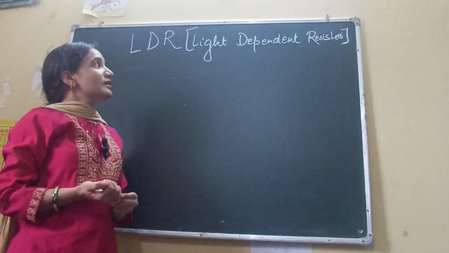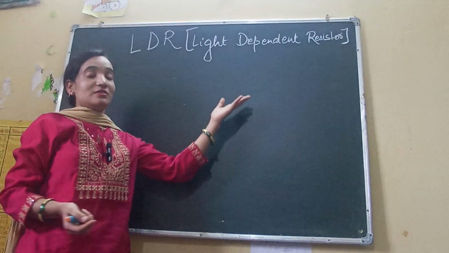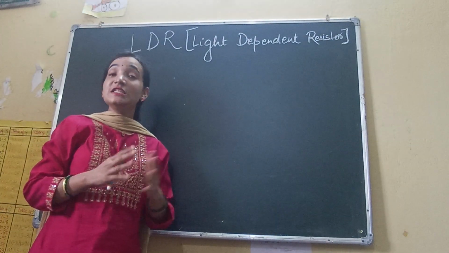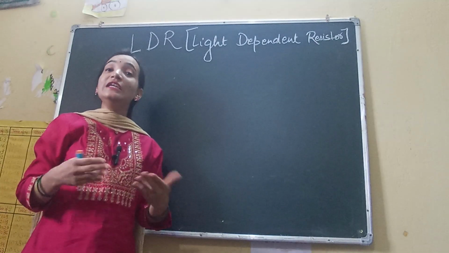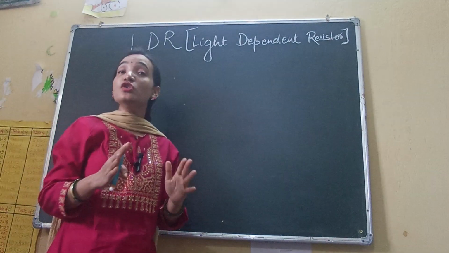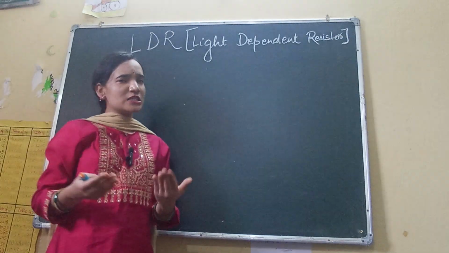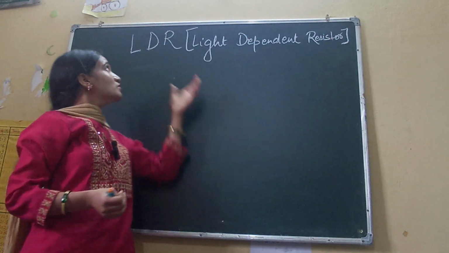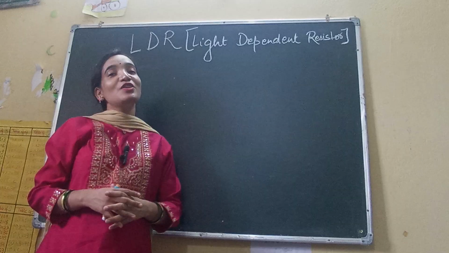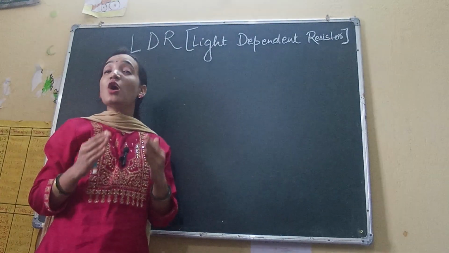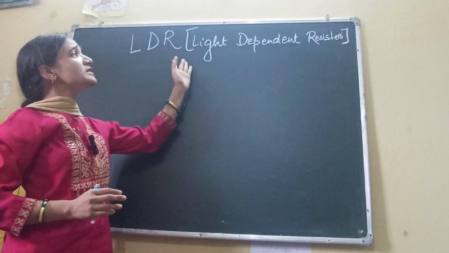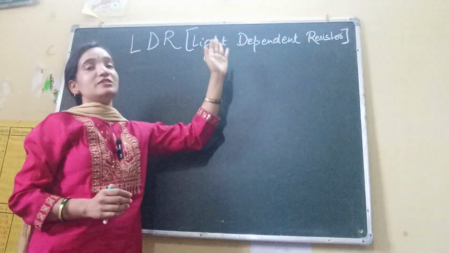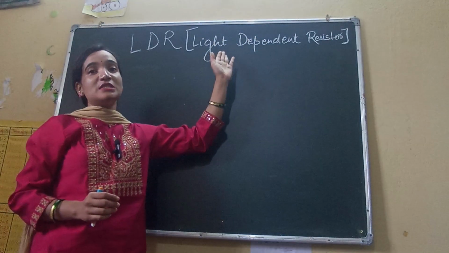Okay, now we know that resistors are of two types. One is ohmic resistor, that is linear, and one is non-linear. Linear resistors are those resistors that follow Ohm's law, and non-linear resistors are those which do not follow Ohm's law. So light dependent resistor is a non-ohmic resistor, meaning a non-linear resistor. Its resistance depends on light, as the name says: light dependent resistor.